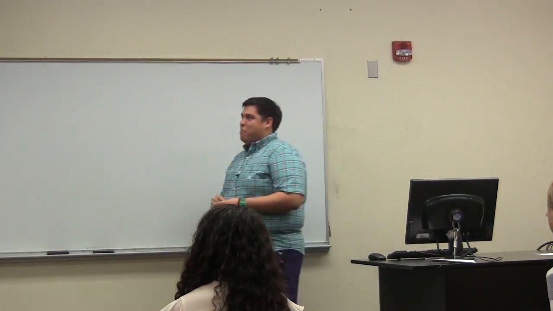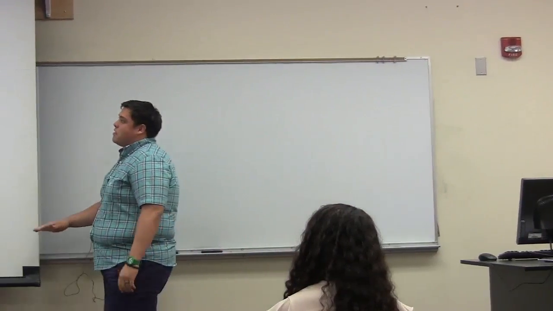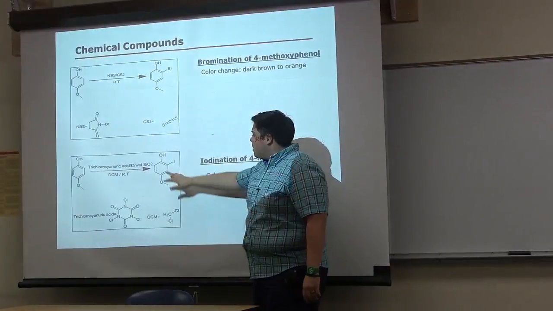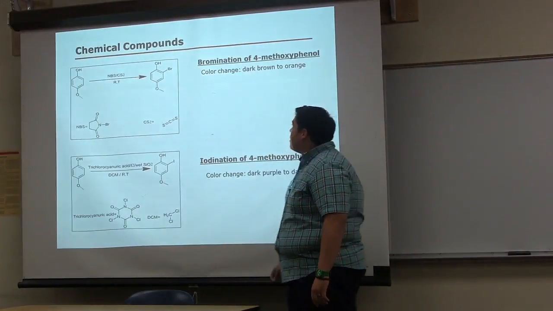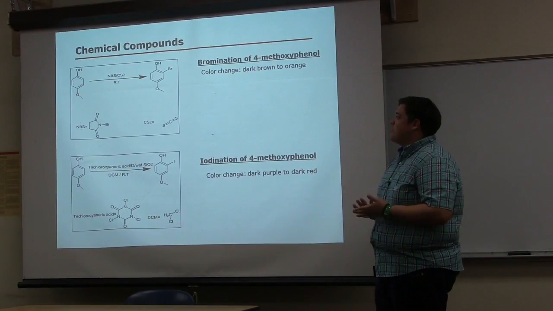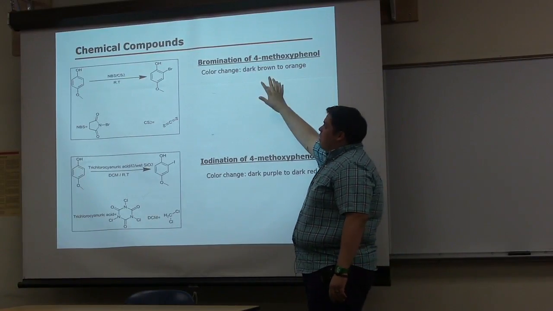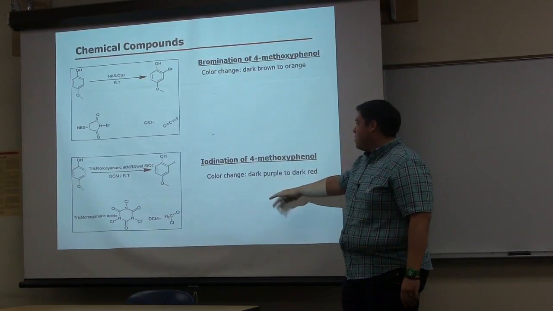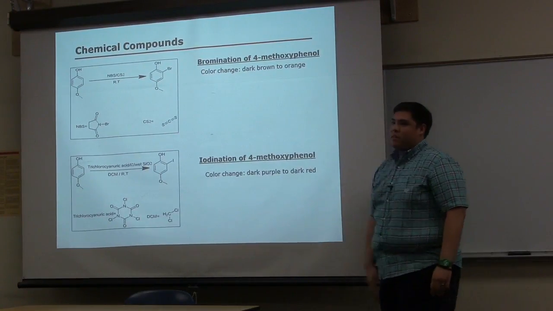These are some of the chemical compounds that I synthesized. For this substrate here, I just added a bromine to the phenol ring, and for this one I just added iodine. What I noticed is very cool, guys, when you do this stuff: this one went from a dark brown color to an orange, and for the iodination, it went from a dark purple to a dark red.